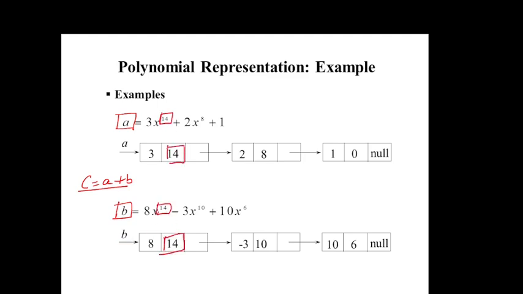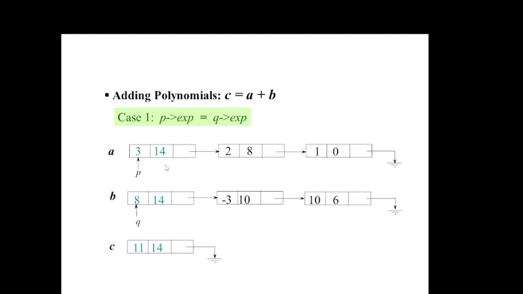Then if this is the case, that means the first part of the first polynomial and the first part of the second polynomial, both exponent parts are matching. Then you can add the coefficient part. That means 3 plus 8 will be 11. So in this case, you can see here 11 has come.